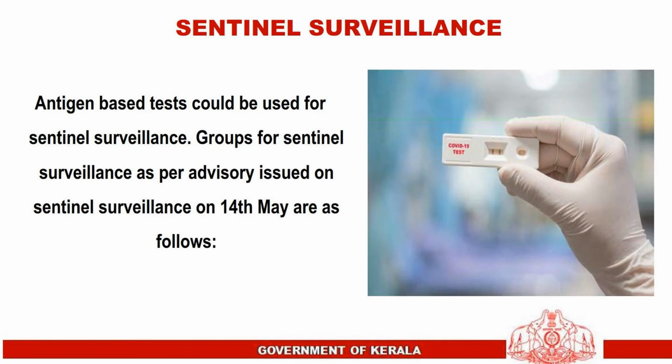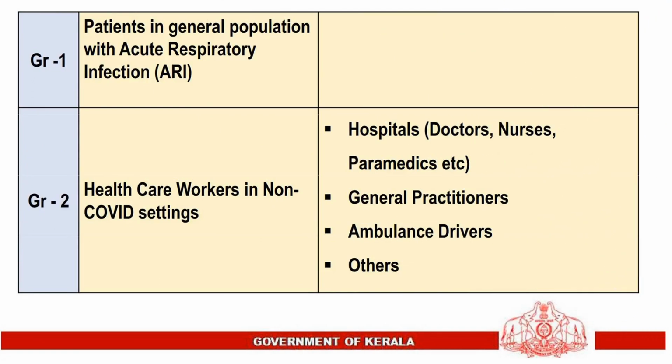Sentinel surveillance. Antigen-based tests could be used for sentinel surveillance. Groups for sentinel surveillance as per the advisory issued on sentinel surveillance on 14th May are as follows. Group 1 includes patients in the general population with acute respiratory infection. Group 2 includes healthcare workers in non-COVID settings like hospitals, doctors, nurses, paramedics etc., general practitioners, ambulance drivers, others.